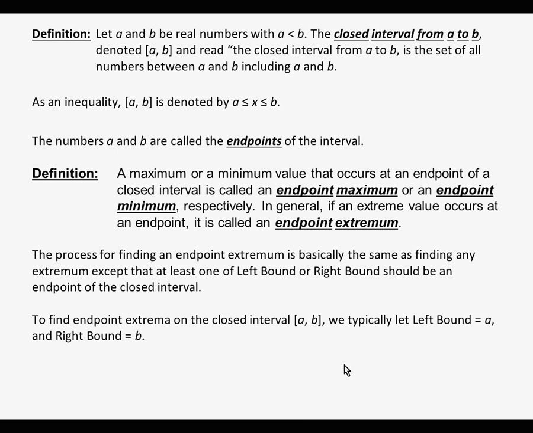So to find an endpoint extremum on the closed interval [a, b], again, we typically let the left bound equal a and the right bound equal b.